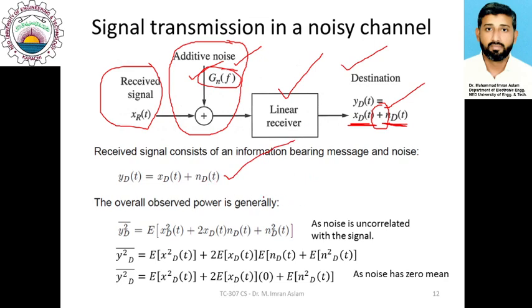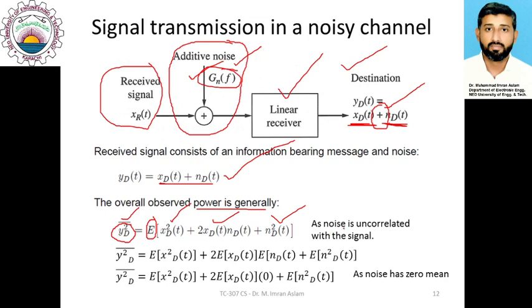If I ask you to find the overall power at the output, in order to calculate the power, we need to calculate the mean square value. So we take the square of this function and get the average. That means we have to calculate the expected value of (x_d plus n_d) whole squared. If we expand it by the whole square formula, it comes out to be x_d squared plus 2 x_d n_d plus n_d squared.